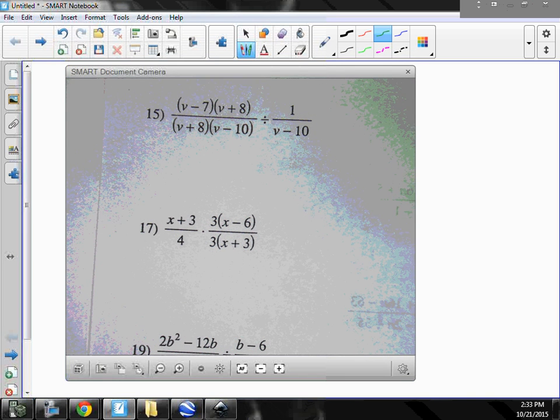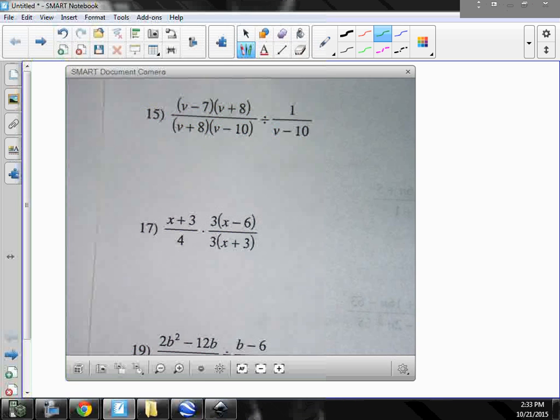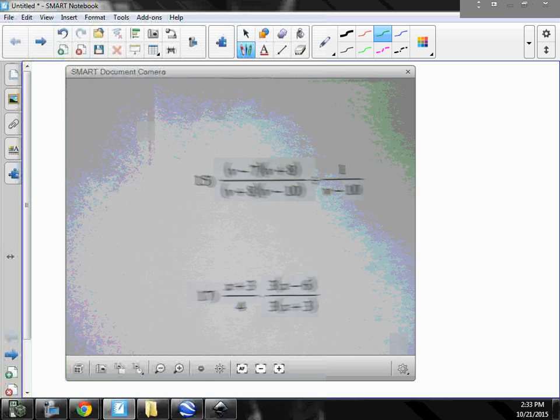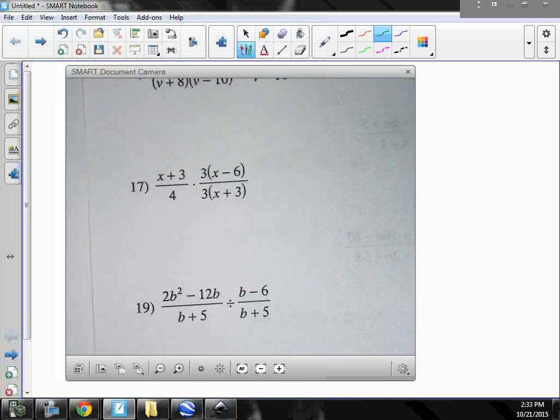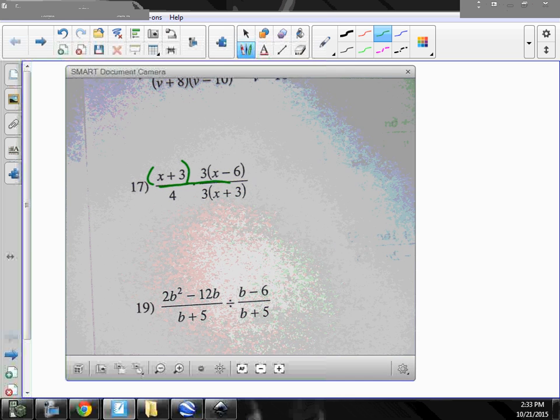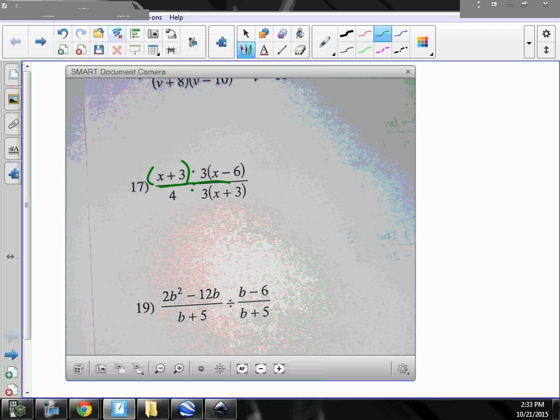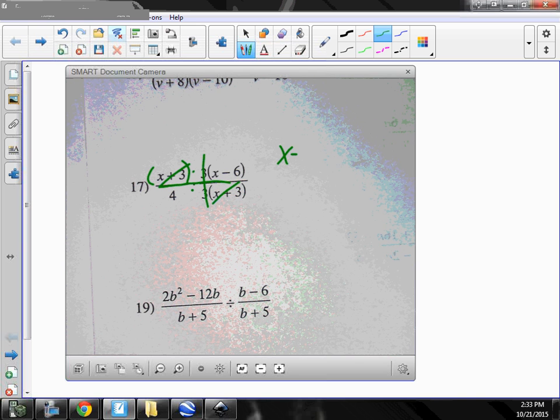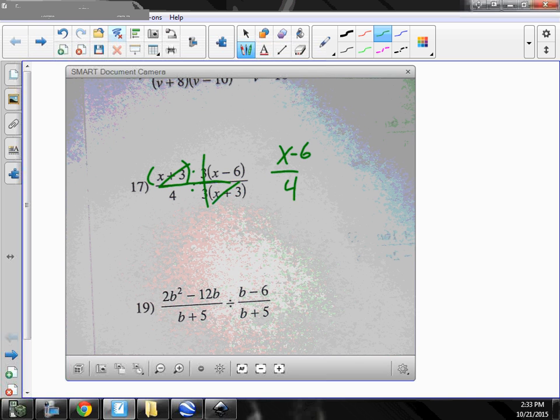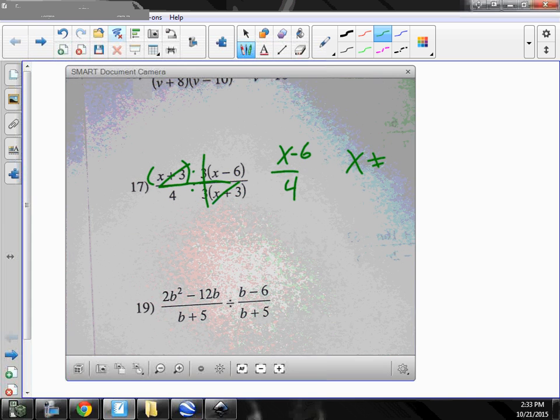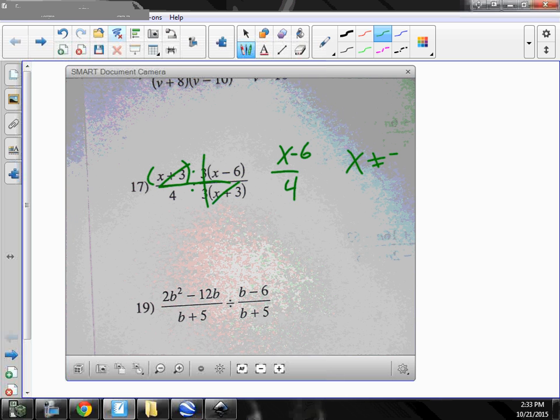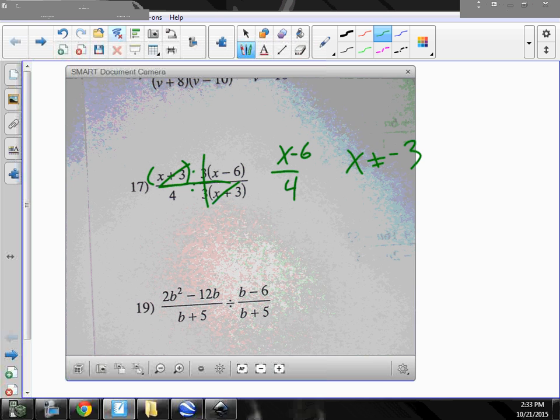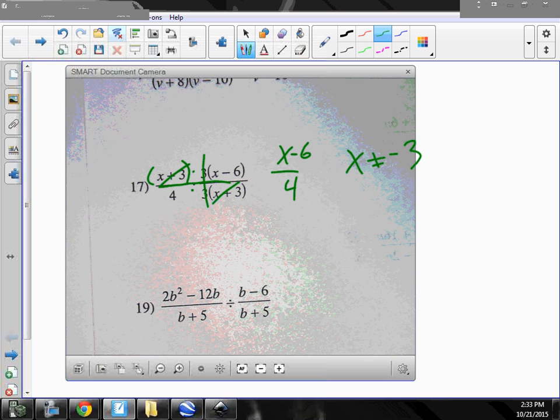Okay, well, 17's easy. I guess we can do 17. So I'm going to put parentheses around that. That allows me to stretch that out. Multiply, multiply. So the x plus 3's go, and the 3's go, and I get x minus 6 over 4, with my excluded value being negative 3. Is that a hole or an asymptote? It's a hole because it canceled.